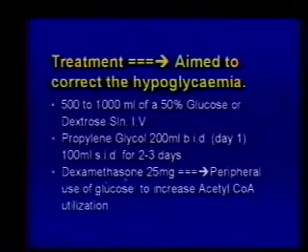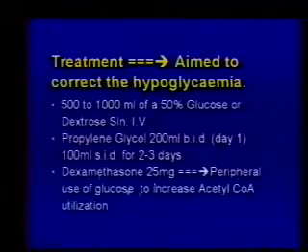We can also use dexamethasone, 25 milligrams, and this basically reduces the peripheral use of glucose to increase acetyl-CoA utilization, so the acetyl-CoA can enter the TCA cycle, the Krebs cycle, and the cow can then produce more glucose that way. So it's a very interesting mechanism that involves the Krebs cycle and acetyl-CoA.